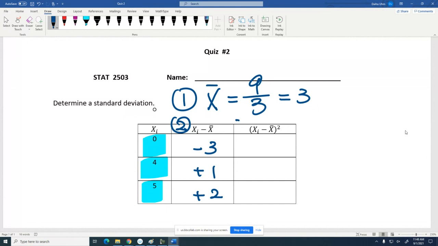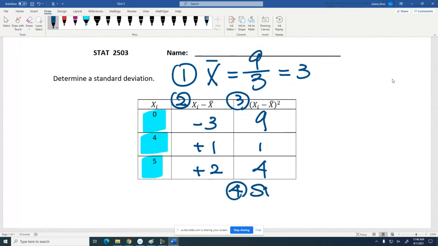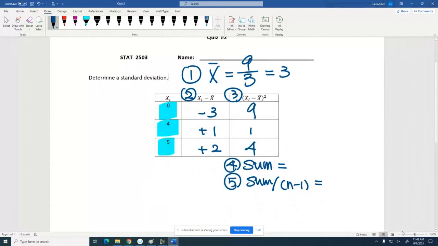Then now, step number 3, I need a square. I can say 9, 1, 4. Step 4, take the sum, 5. Then the division by n minus 1. Finally, take the square root of it. Don't answer with the square root of something. Yeah, please give me the decimals. Did you finish? Thank you. Good.